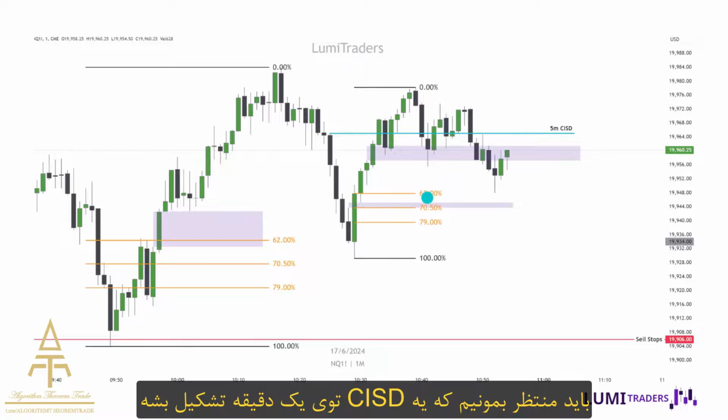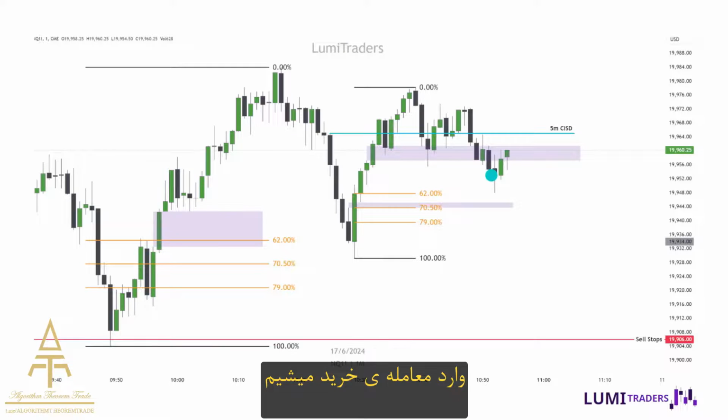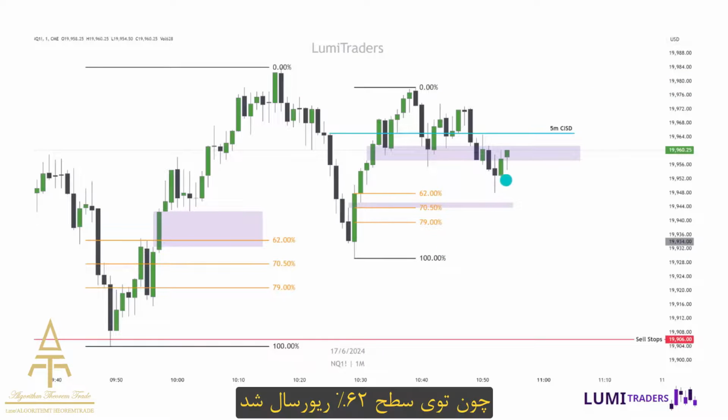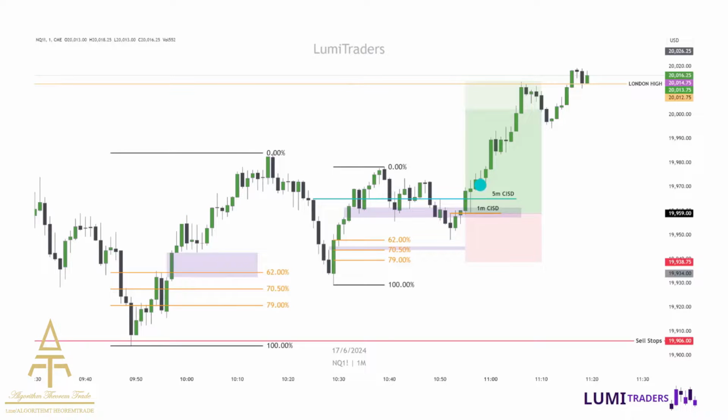We want to wait for a 1-minute change in the state of delivery right here to form and enter long. Boom. 1-minute change in the state of delivery, long. Stop loss below 79%. Why? Because we got a reversal from 62%. Perfect.